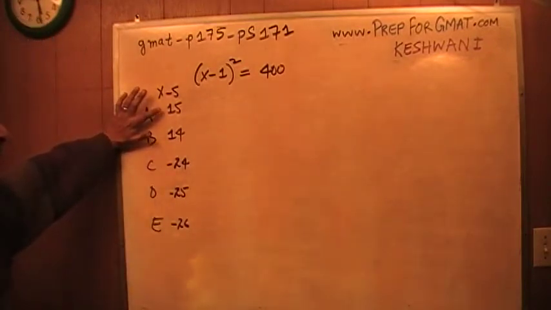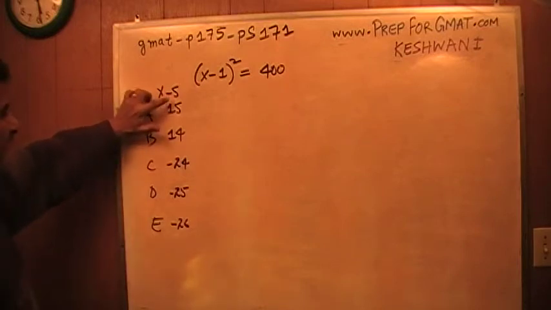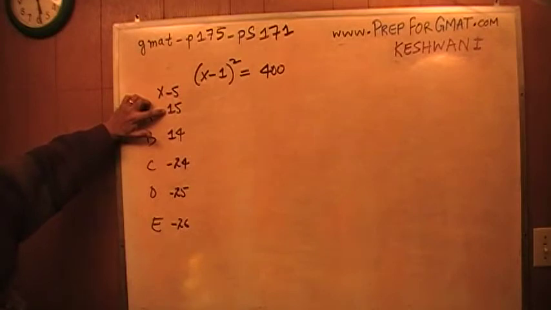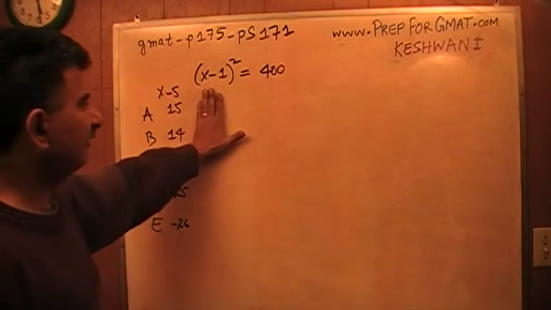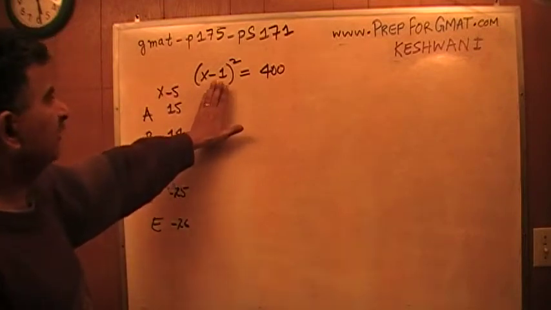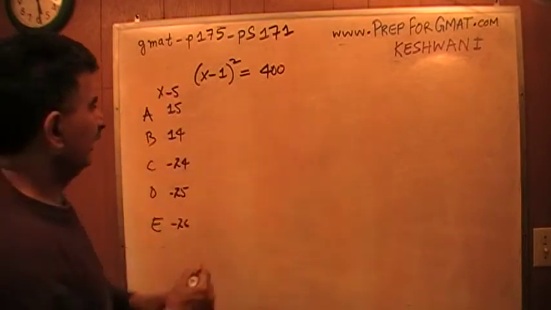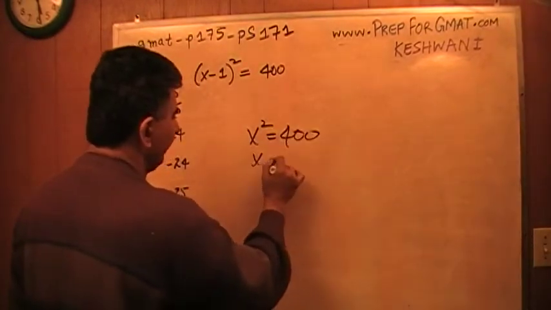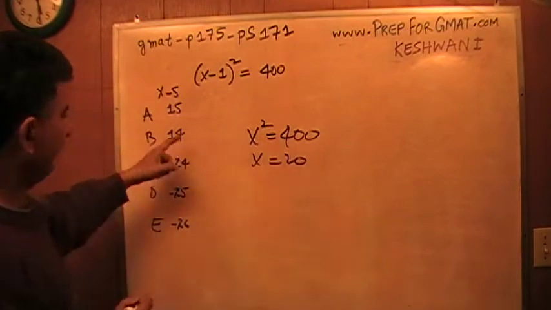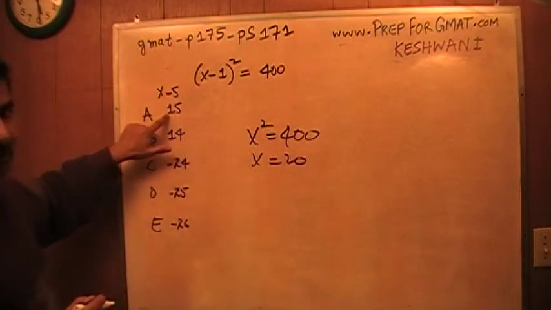If x minus 5 is 15, then x would have to be 20. And those people who are not paying attention, who are in a big hurry, might end up looking at this and say, oh yeah, x equals 20. X does not equal 20 here. (x minus 1) squared is 400. If x squared were 400, then x equals 20 would work, and then x minus 5 would be 15, and the answer would have been 15.